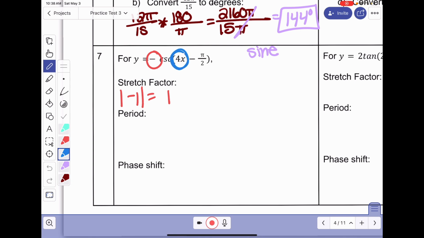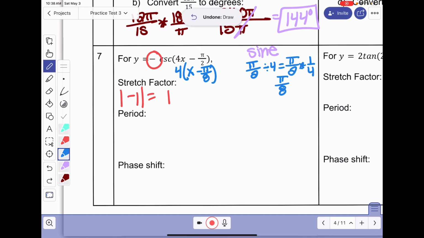Period, we're going to divide by the number in front of x. But to make our life easier, we're going to factor that number out. So 4x divided by 4 is x. And then pi over 2 divided by 4 is like saying pi over 2 times 1 over 4. So we get pi over 8. So whenever we have both a phase shift and a period change, we're going to factor that out.